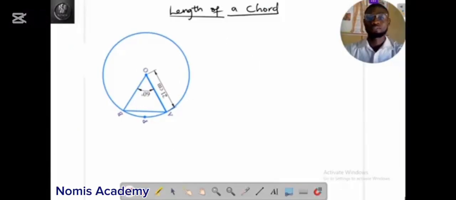This time, yes, a chord. You want to remember what a chord is. A chord is a line that divides a circle into two unequal parts. It divides the circle into segments, major segments and minor segments. Yes, how do we determine the length of a chord?